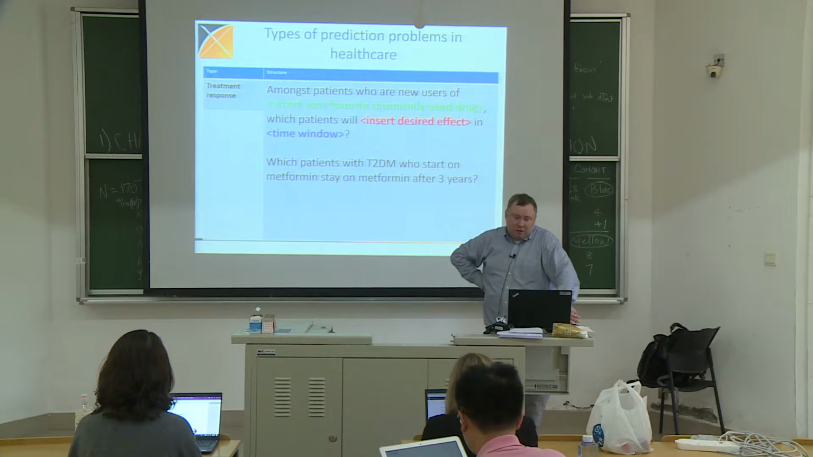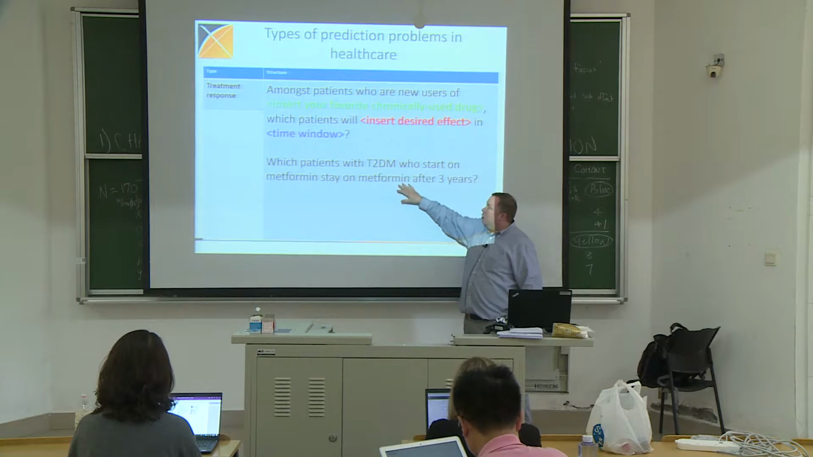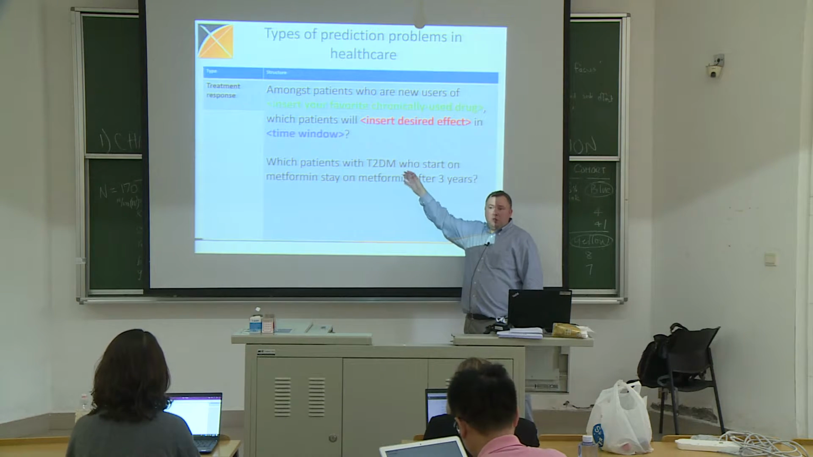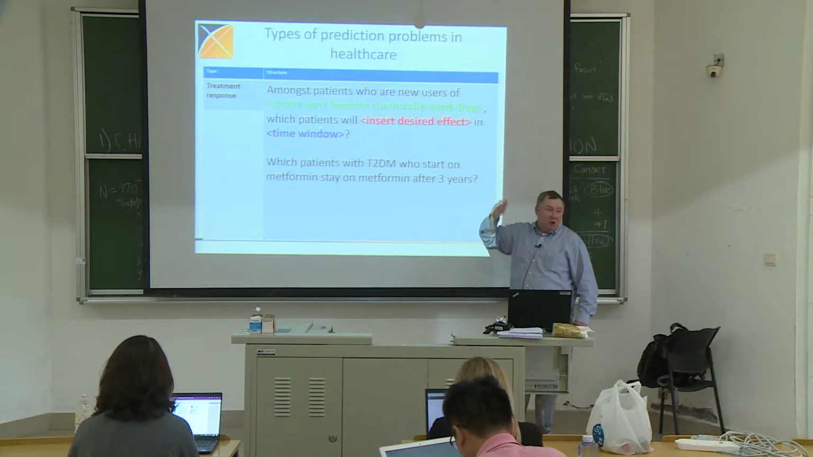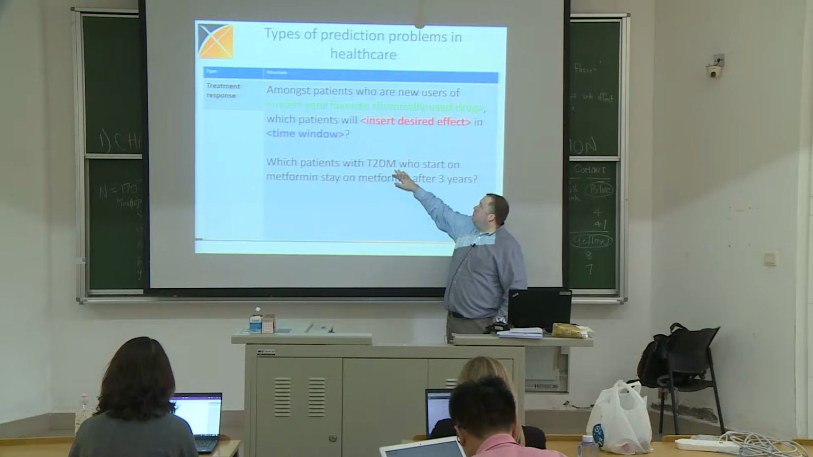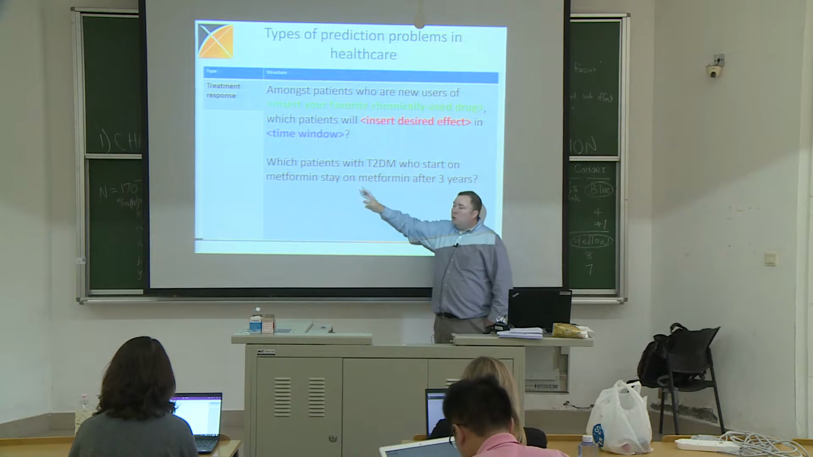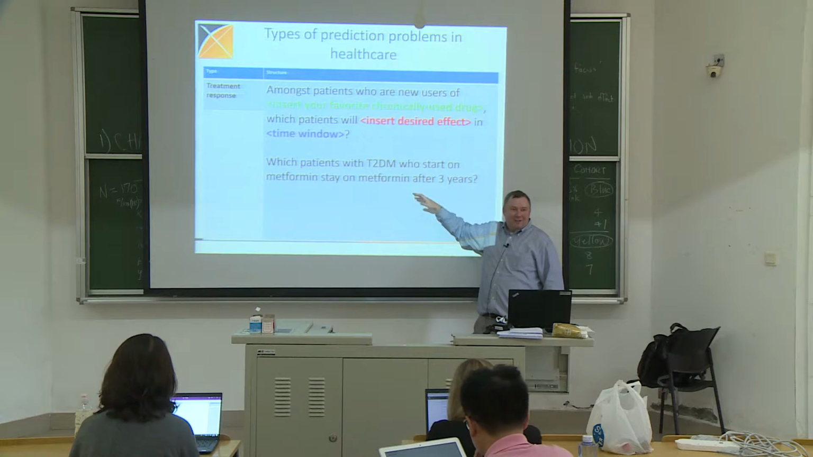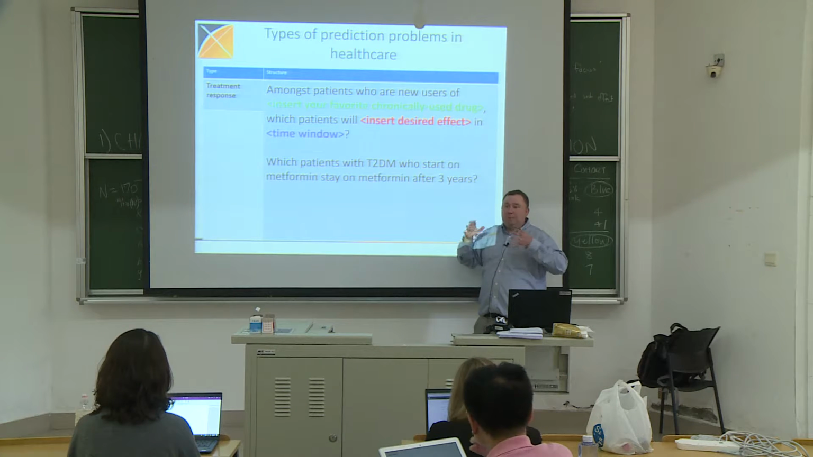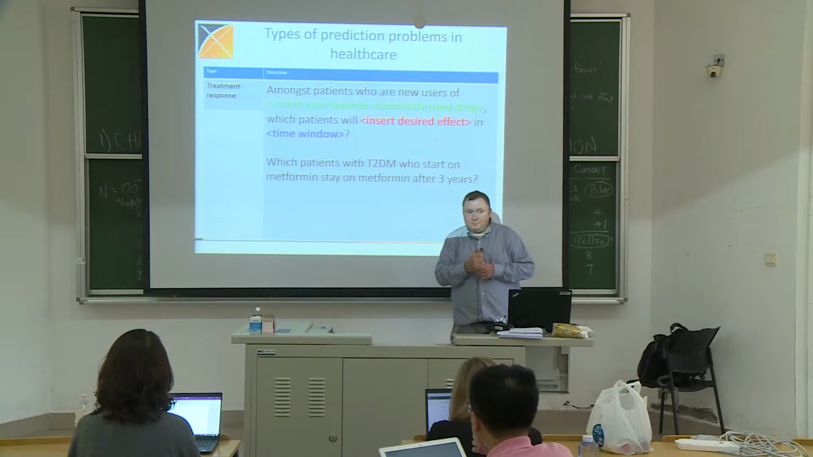Let me think of a specific example. A different way that I could have defined this problem, since the goal of taking a drug for diabetes is to have blood glucose control, I could think about, amongst patients with type 2 diabetes who start on metformin, which ones of them get their hemoglobin A1C below 6.5 in the next 3 years. So how many of them experience the event of being under control?